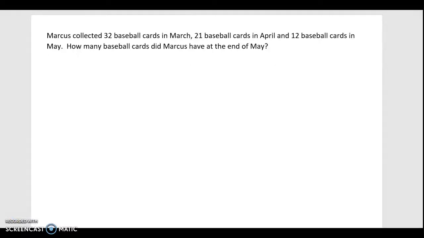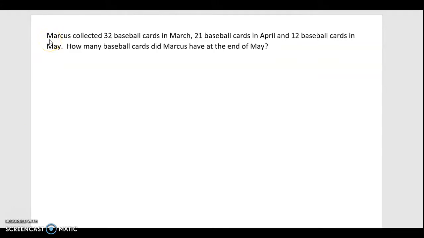Welcome, second graders. We've been working hard on adding up to 4 two-digit numbers. We have learned how to use our base 10 drawings, and we have also learned how to use expanded break-apart form. Now we are going to learn how to use an open number line. So let's go ahead and read our word problem today.